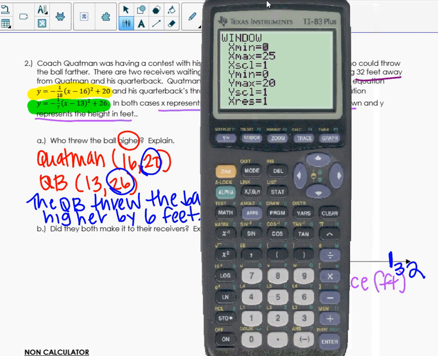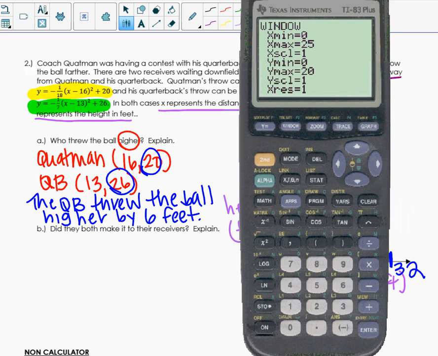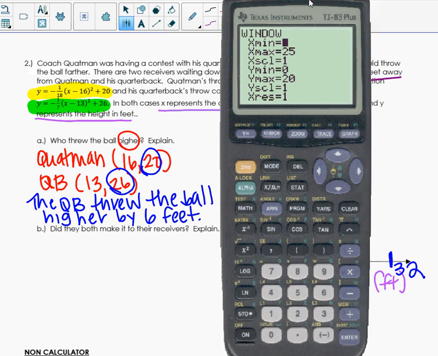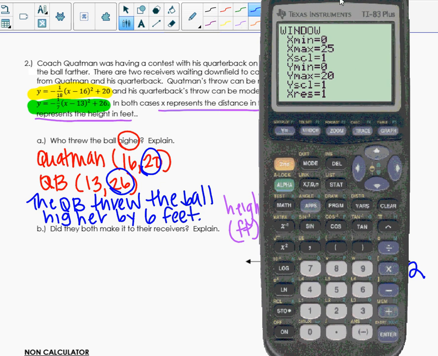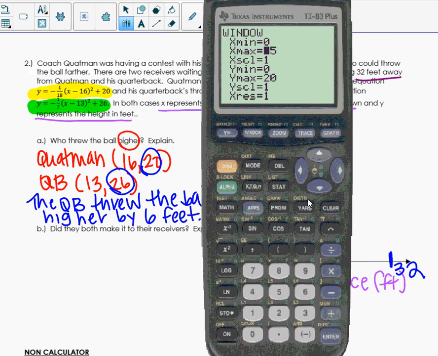Okay. Now, if you think about our window, we want to clear out our window from the last one. But again, distance in feet for my x, so I'm going to start at 0. Now, my receivers are 32 feet away, so I'm going to go a little bit more. I'm going to go to 40. You want to get a good, accurate picture. You don't want to hit 32. You want to give yourself some breathing room. Okay, that's kind of how I think about it.